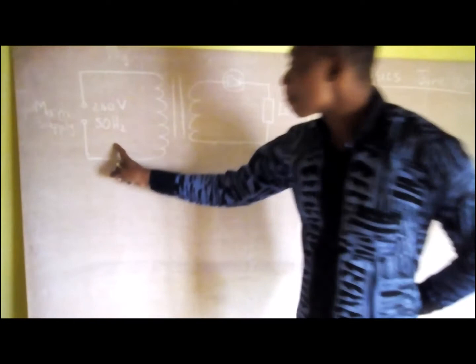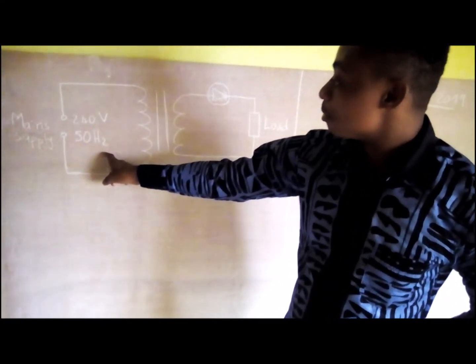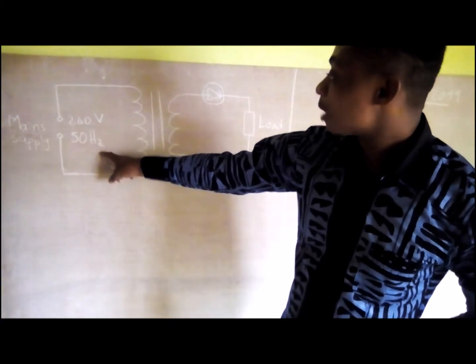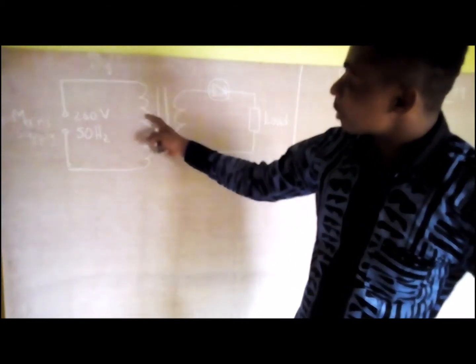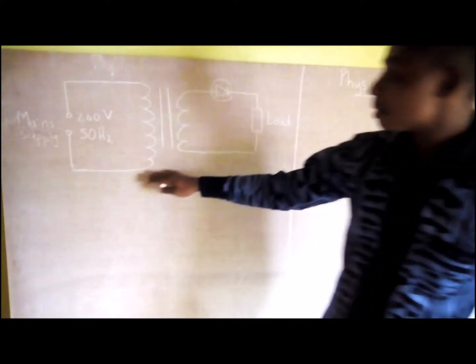Question 1a: What kind of transformer is used? Explain. If you look at it well, you realize that here is the principal coil, or we can say the primary coil. Here we have more turns than in the secondary coil. It means this is a step down transformer. So that is the explanation.